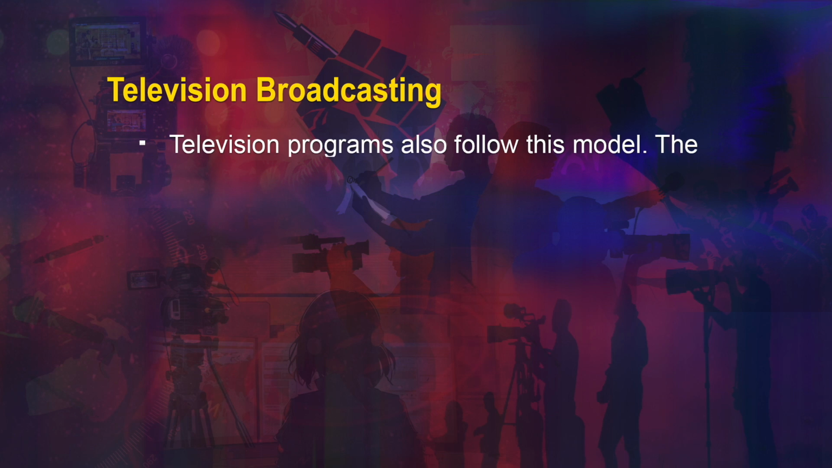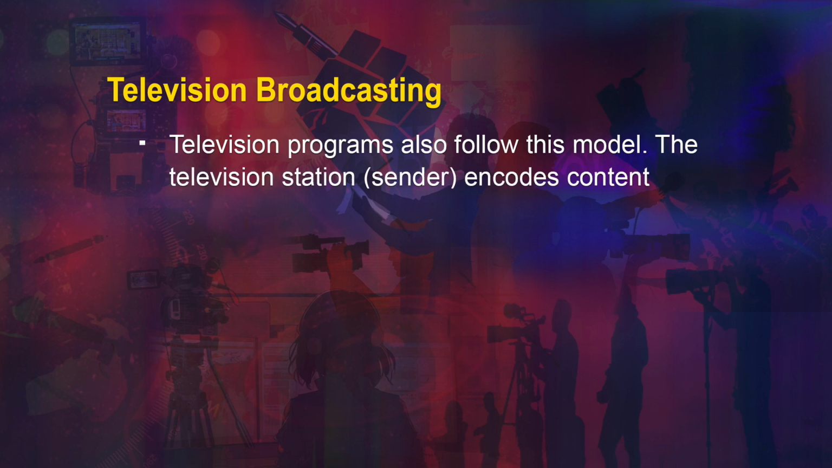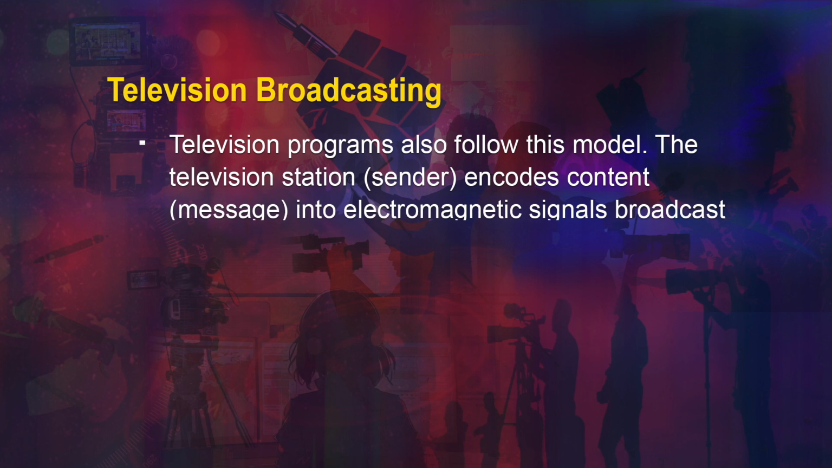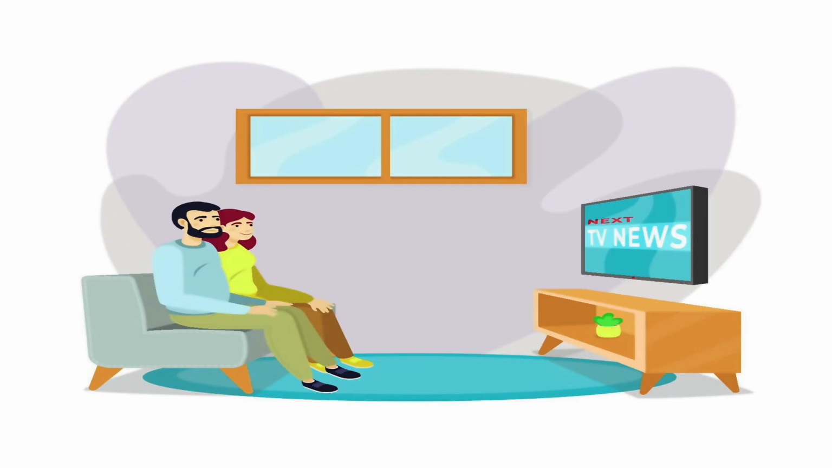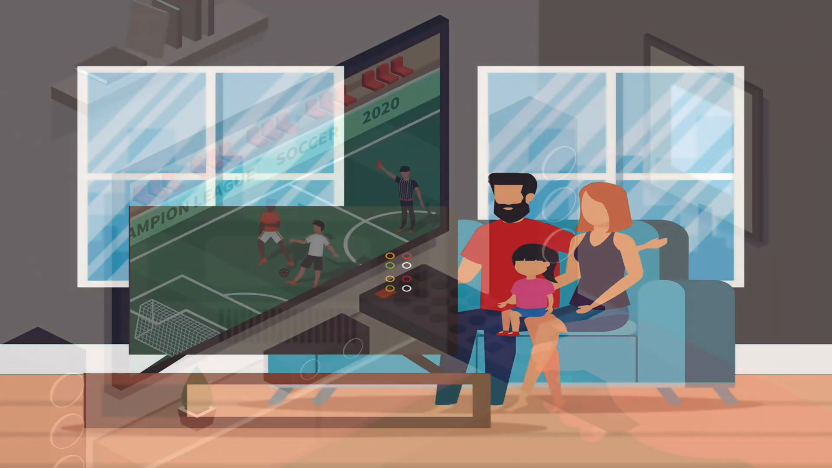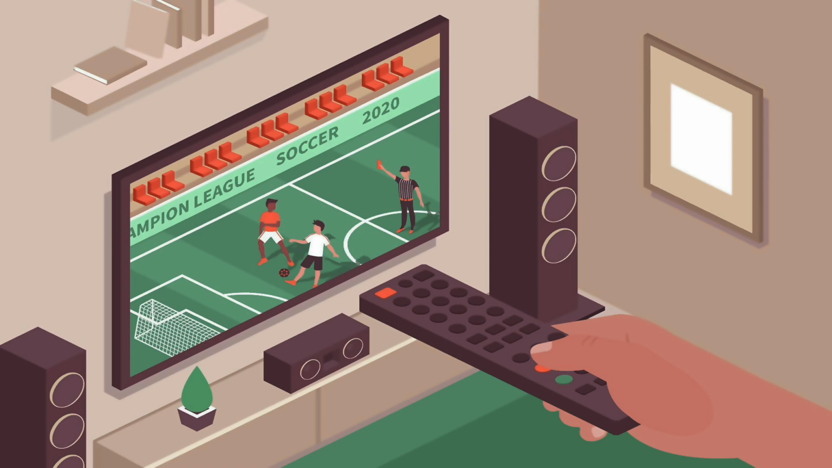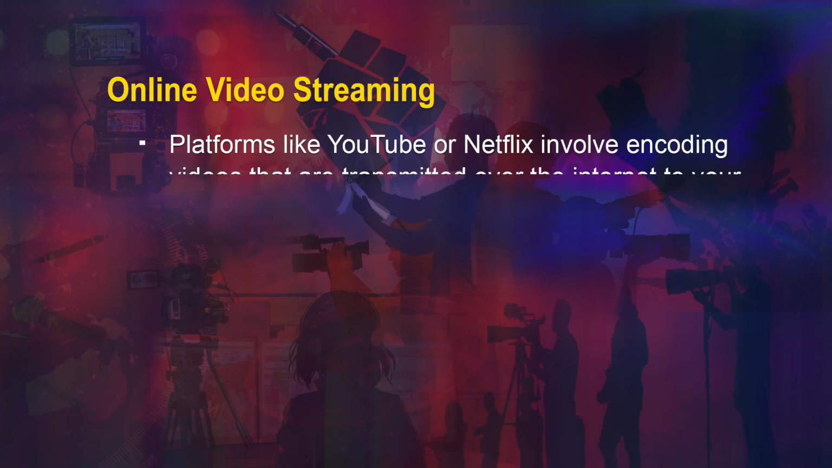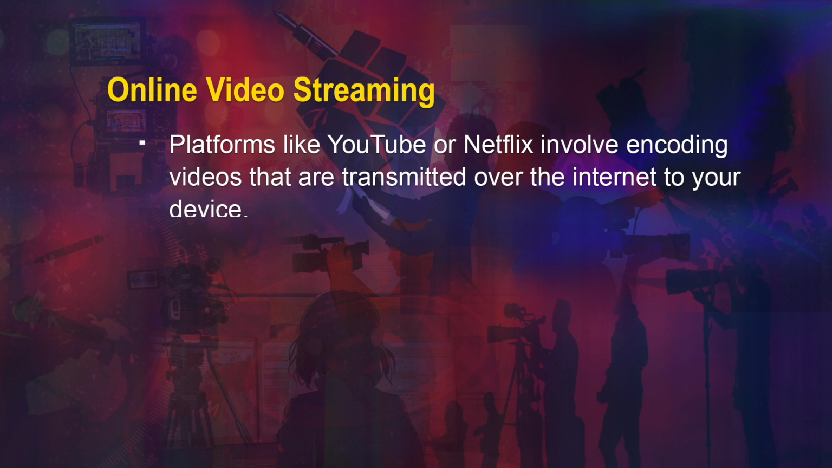Television broadcasting. Television programs also follow this model. The television station, who is the sender, encodes content, that is the message, into electromagnetic signals broadcast through the air, that is the channel. Your TV receiver decodes the signal and you might provide feedback through watching, changing channels or commenting on social media. Online video streaming. Platforms like YouTube or Netflix involve encoding videos that are transmitted over the internet to your device. You decode the video and might provide feedback through likes, comments or subscription.